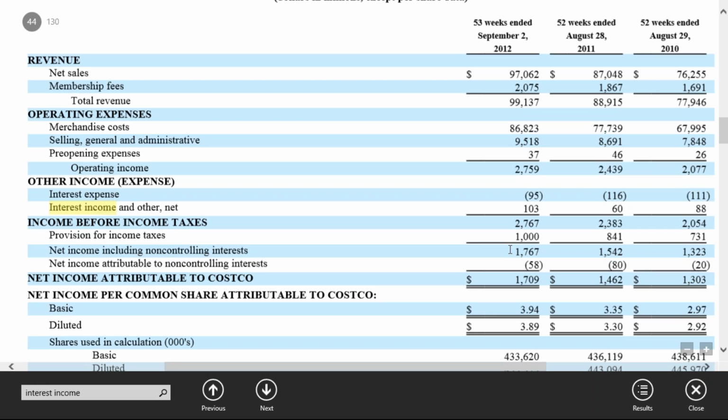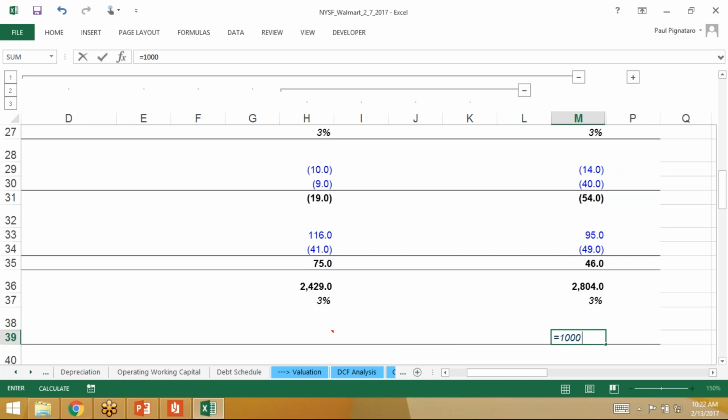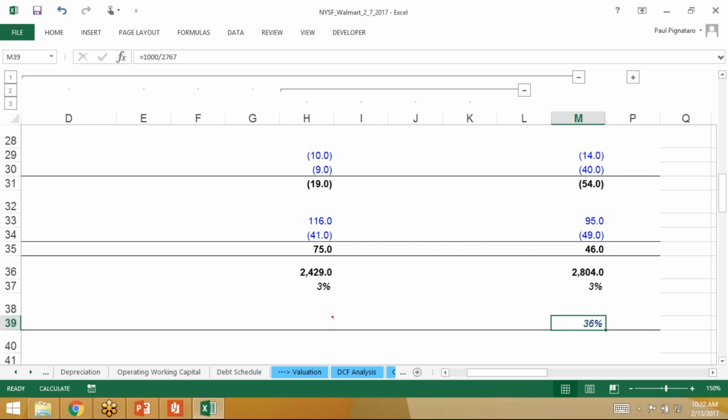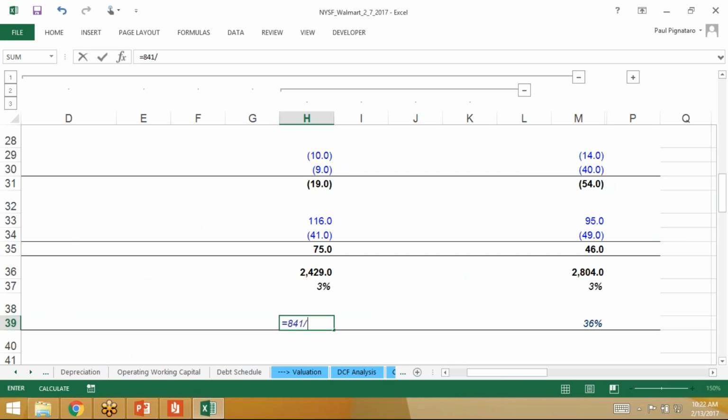So, in other words, for 2012, I'm going to go in and do, what are the taxes? 1,000 divided by 2,767. The effective tax rate is what I'm going to hard code. So they paid about 36%. And in the year before, it's 841 divided by 2383, 35%. You see what I did? That's the implied rate.